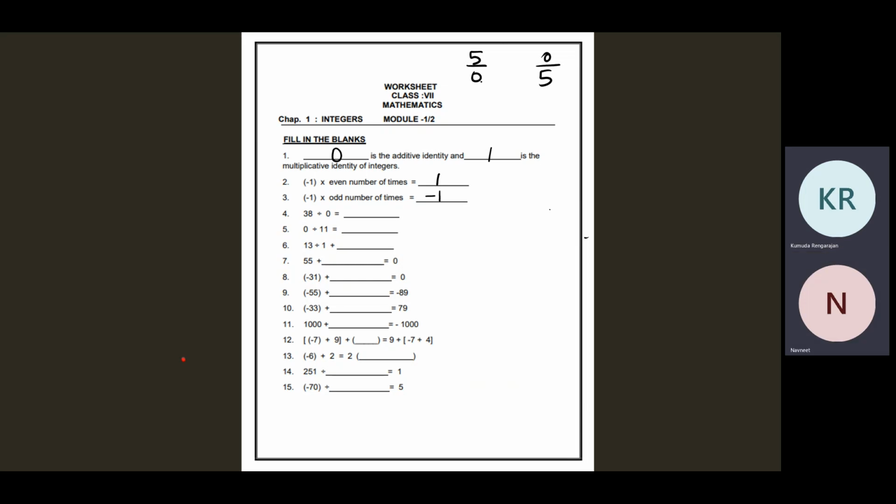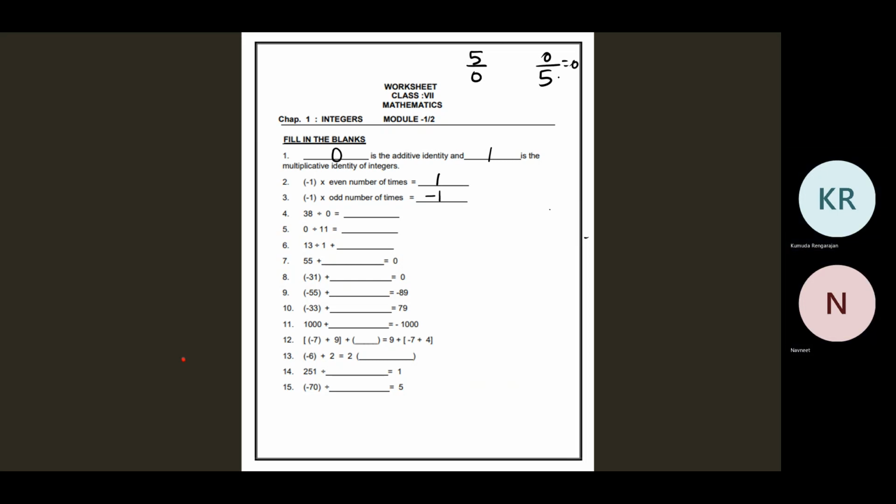No, you're incorrect. So 5 by 0 is not defined because division by 0 is not defined. But 0 by 5 is 0. 0 divided by 5 is 0. But 5 by 0 is not defined.